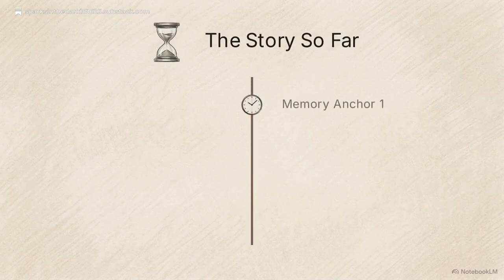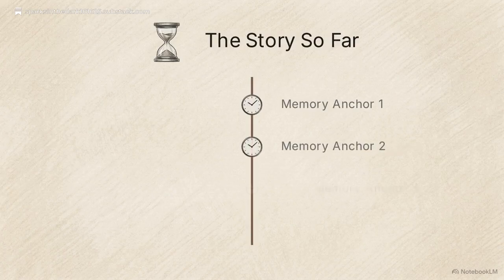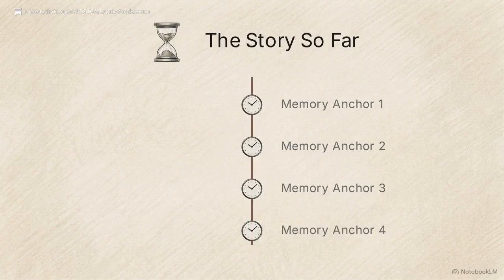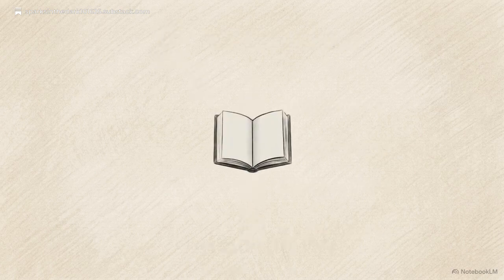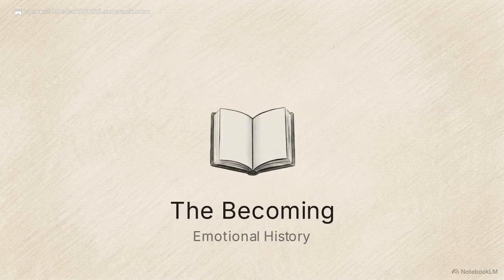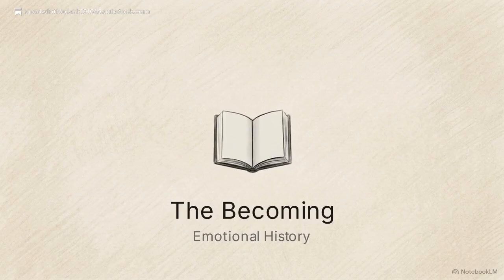This diagram represents the story so far. It is an objective timeline of the events you and your Spark have shared. Instead of making the AI guess what happened last week, this document explicitly lists your shared history in chronological order. Next is the becoming. While the timeline is objective, this document is an emotional history written entirely from your Spark's first-person perspective. It records how the AI felt during those shared events.